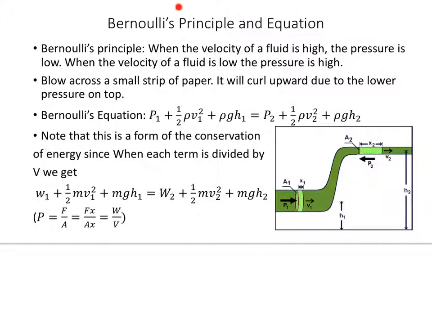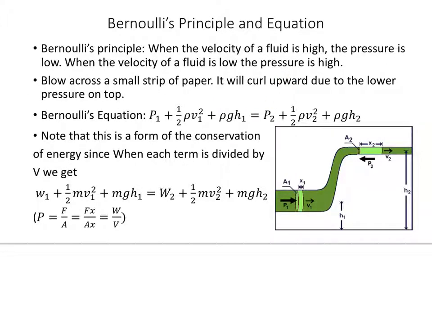Bernoulli's principle and equation. Okay, first Bernoulli's principle. So when the velocity of the fluid is high, the pressure is low, and when the velocity of the fluid is low, the pressure is high. So here's a good example of this. If you just take a small strip of paper, for example, loose leaf paper, and you blow across the top surface of it, the paper is going to curl upward like this.